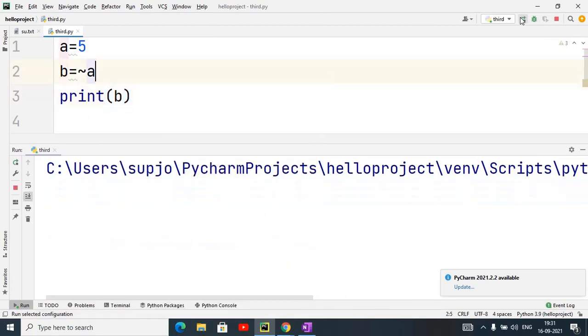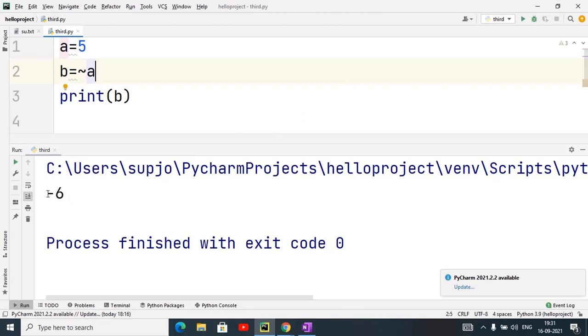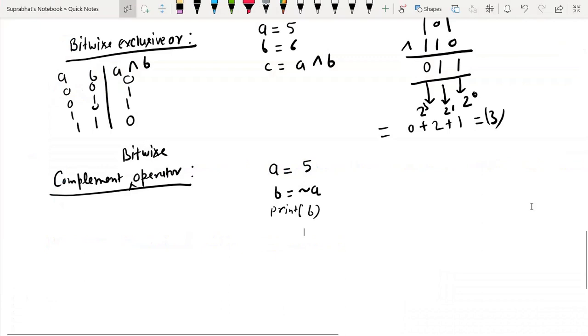Now it is generating -6. The output is -6. Look at this very carefully, there is some logic in it. If you see carefully how exactly it is working: here I am taking a equals 5, and when I take the complement of a, the final output is -6. Why is the output coming like this? We will understand. For that you have to understand the mechanism.